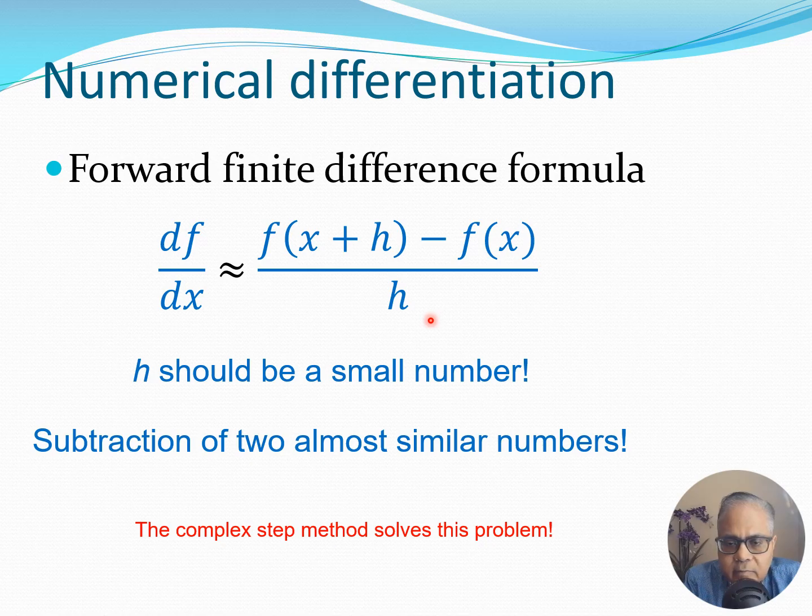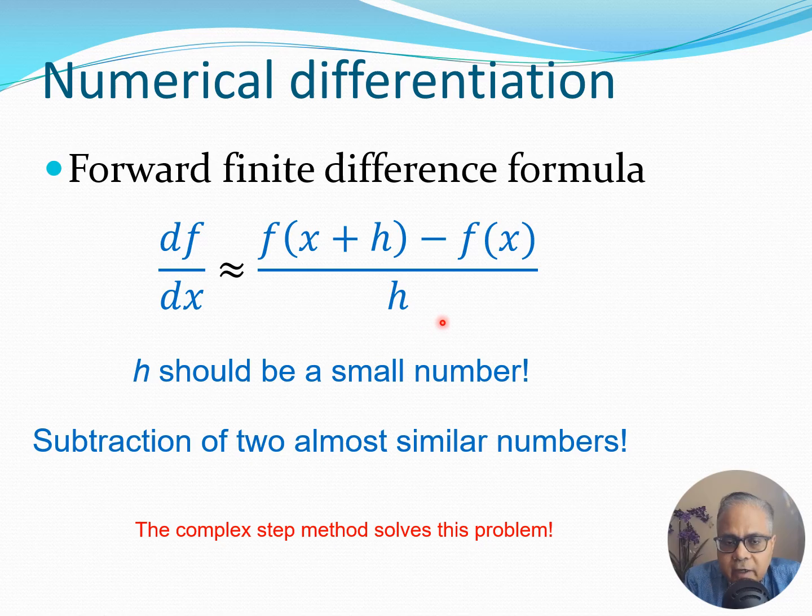Now, of course, you know from the mathematical definition of the derivative that this is the definition in the limit that h tends to 0. So we are making use of the basic definition of the derivative here. Now, h should be a small number, and if h is very small, then f(x plus h) is almost going to be equal to f(x). So essentially you are going to subtract two numbers which are very similar, and with that you are going to have a loss of accuracy in the computational arithmetic, and that's something you typically do not want.